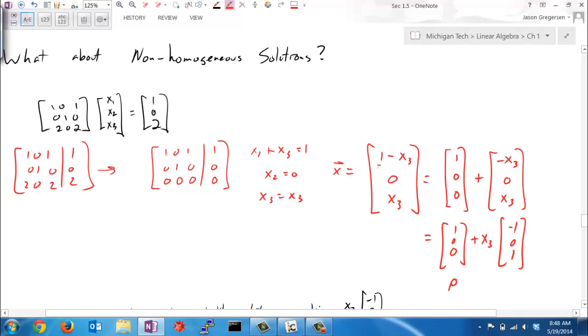I have some regular vector, I'm going to call it p, plus my parameter here, s, and my other vector, I'll call it v, because that's what the book does. That's what this solution looks like.